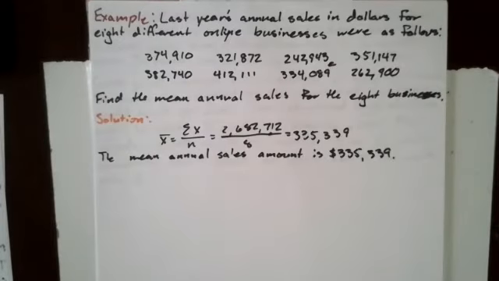So the solution is that x bar, the mean, is sigma x divided by n. Well, the sum of all of those numbers is 2,682,712. We divide that by 8 to get 335,339. So the mean annual sales amount is $335,339.